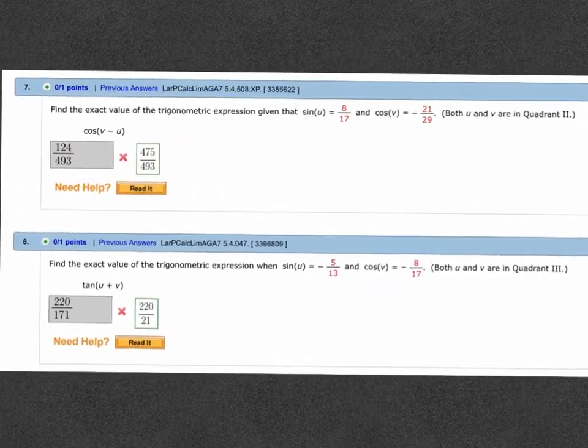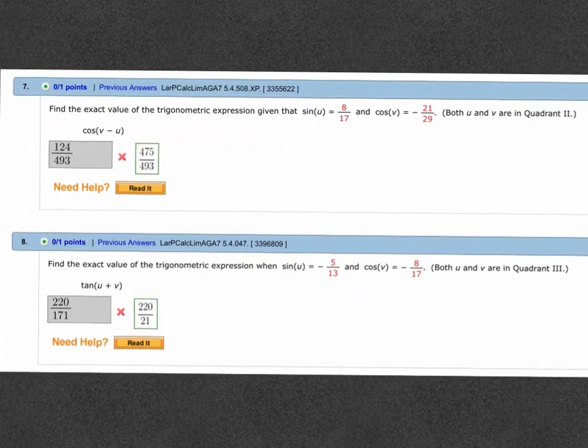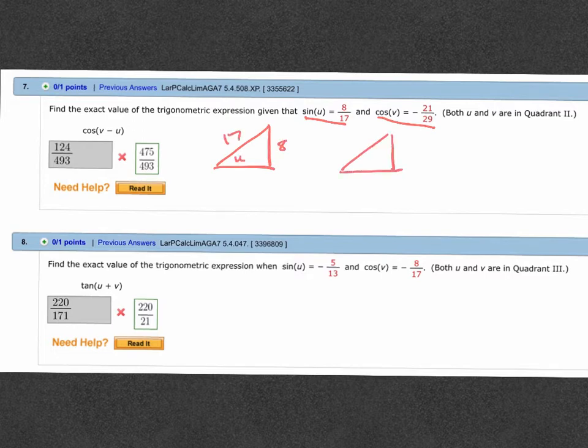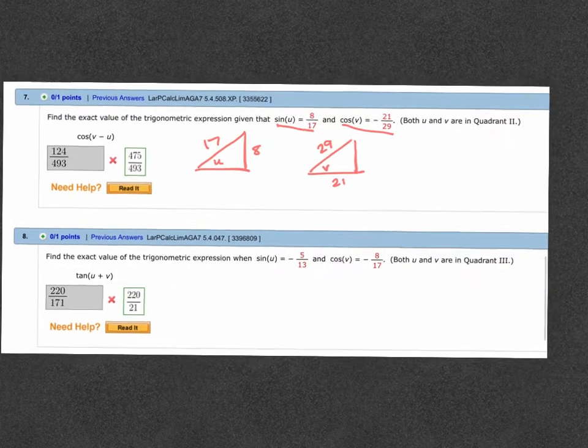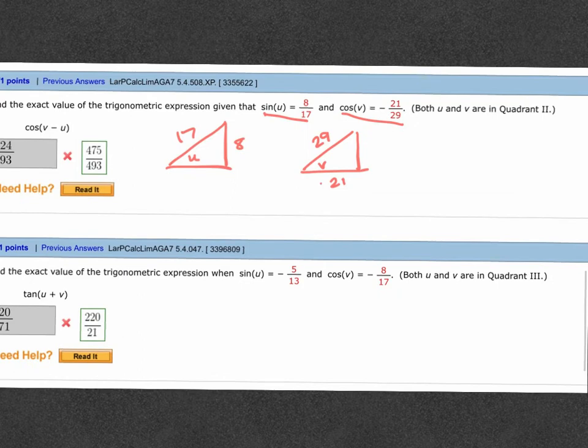Okay, number 7 says find the exact value of the trig expression given that the sine of u is 8 over 17 and the cosine of v is 21 over 29. So if I draw out my triangle, sine would be 8 over 17, and then cosine of v is 21 over 29. It says they're both in quadrant 2, which means the negative is going to go on that 21. This is another triple. This would be 20, and this would be 15. The one on the right is not that common of a triple, but it is a triple.